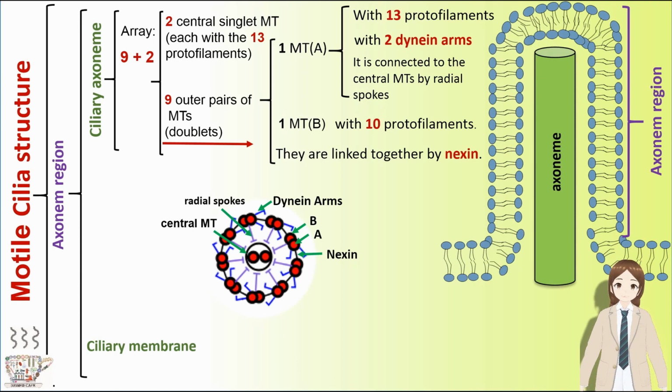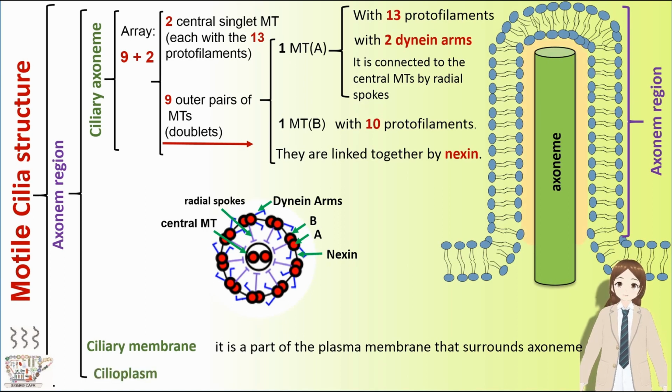The second part of axoneme region is ciliary membrane. It's a part of the plasma membrane that surrounds the axoneme. And cilioplasm. It fills the space between ciliary axoneme and ciliary membrane.